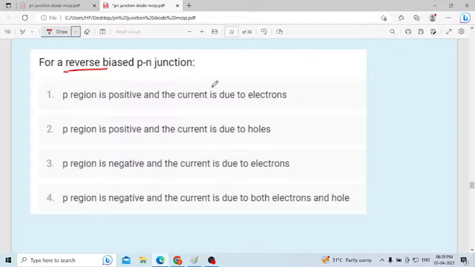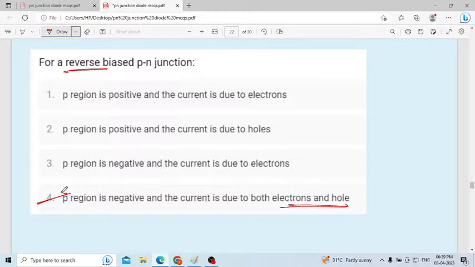No need to check all these options. Normally, whether it is reverse bias or forward bias, the current is due to both electrons and holes. Only this option has P region negative and also both electrons and holes. Because in the beginning of the class I told that in the case of a diode, we normally have two types, forward and reverse bias. In both cases we will generate electricity.